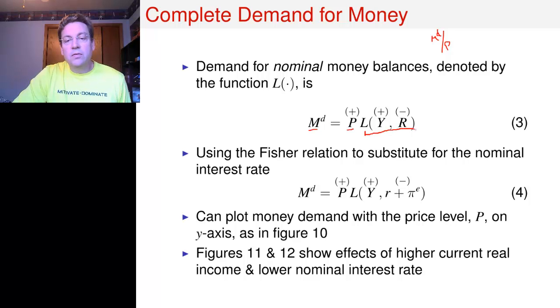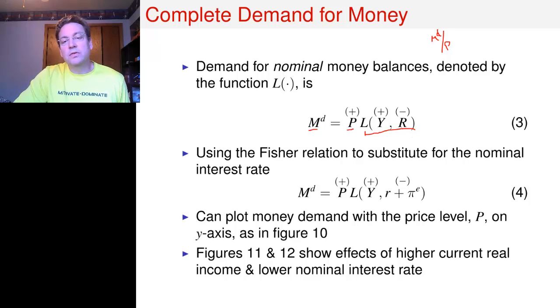And then this L function is like a liquidity function. It says that the higher is income, the more money you want to hold, more dollars. The higher is the nominal interest rate, the less money you want to hold. And because money demand rises proportionally with the price level, we have a little positive sign above P.